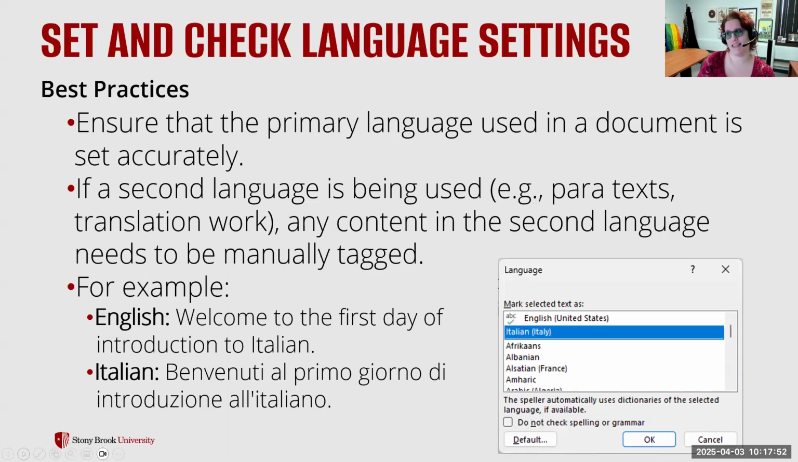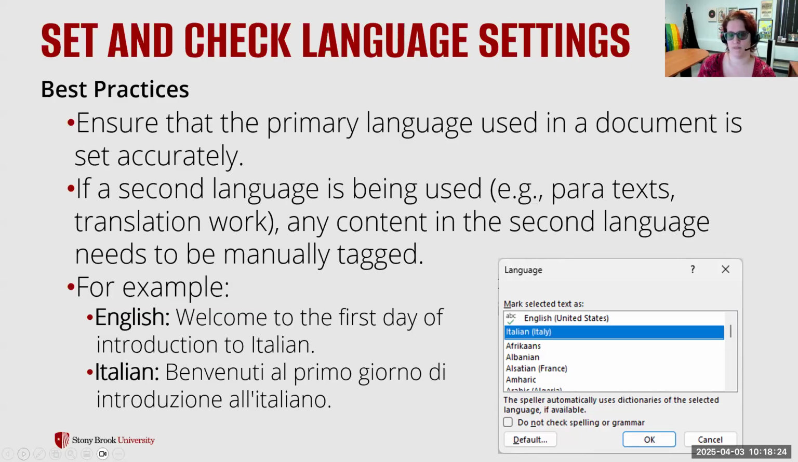We want to set and check language settings. So if you are working with multilingual documents or paratexts, you want to ensure that the primary language used in a document is set accurately. Many Word documents by default in America are set to English, but if there's another language being used as the primary language throughout the document, you can set the language for that language. If a second language is being used, again, paratext translation work, any content in the second language needs to be manually tagged.